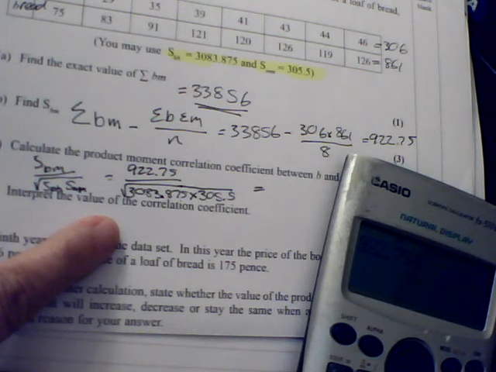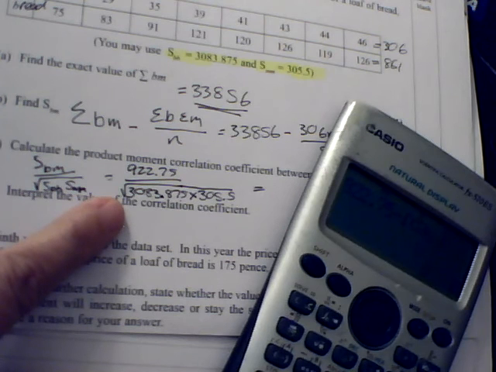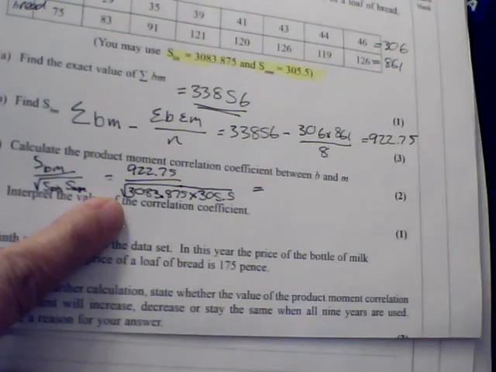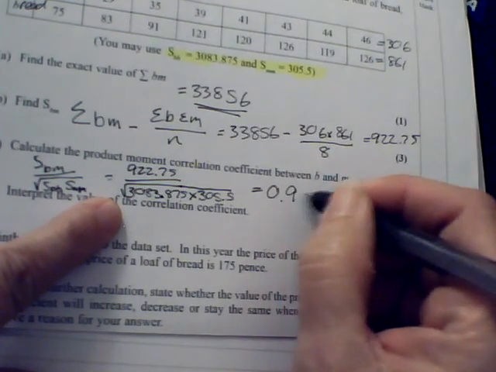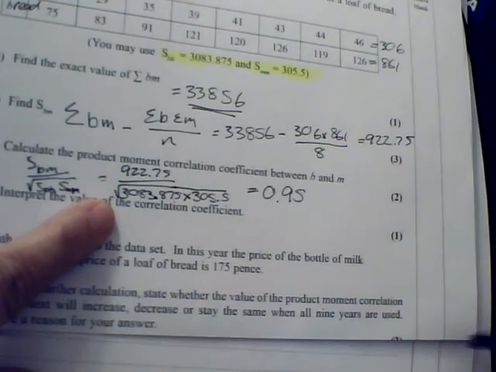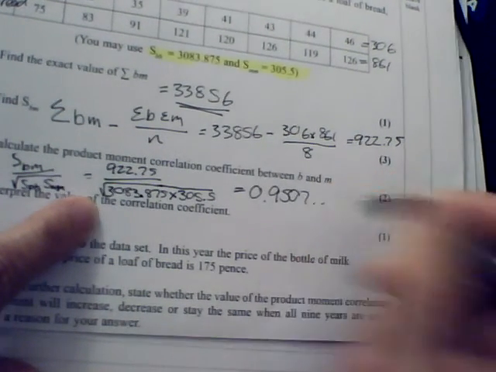922.75 divided by the square root of 3083.875 times 305.5 equals 0.95. Nice tight correlation there, 0.95. I'm going to just put 0.7 there, because it kind of goes on.